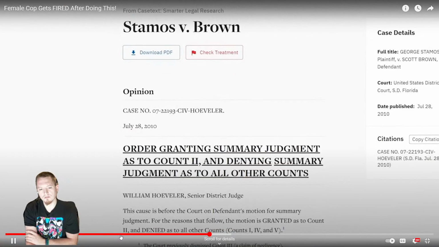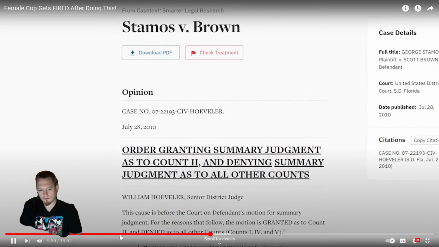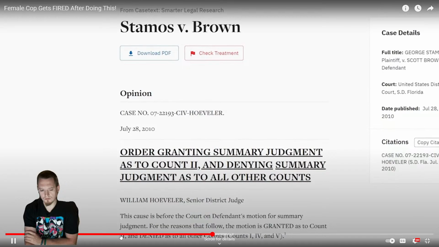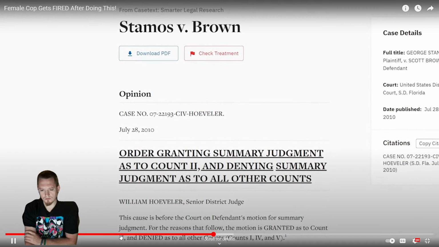However, in the 2010 case of Stamos versus Brown, the same court determined that an officer did not have arguable probable cause to arrest an individual who initially did not comply with an officer's orders to back away, but then began to step back after subsequent orders.